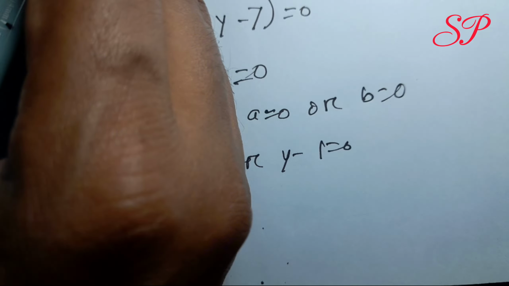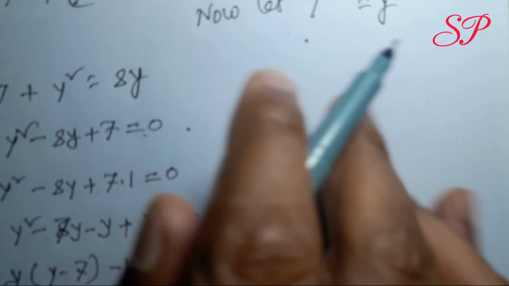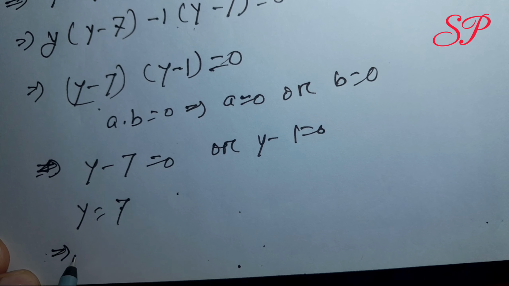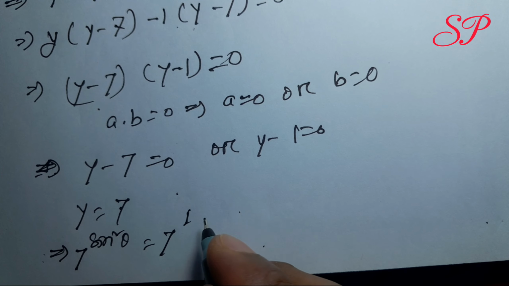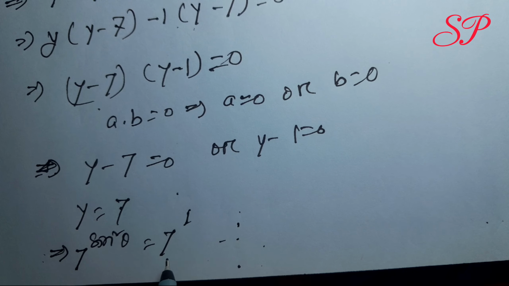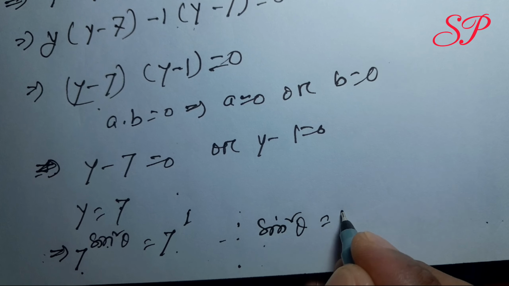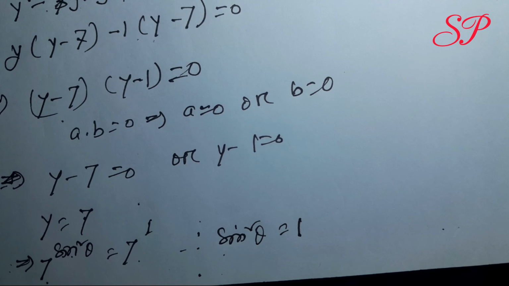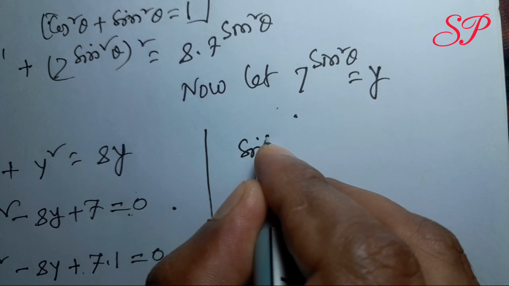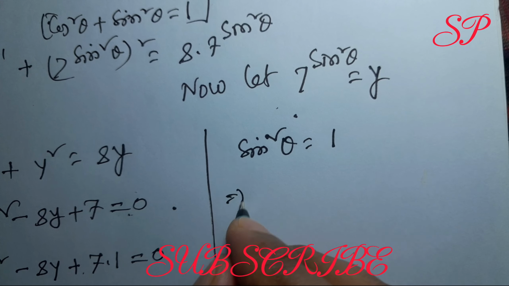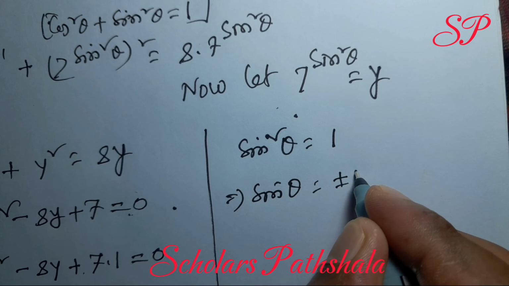We put back the value, where we let 7 to the power sin square theta be equal to y. Now we can write 7 to the power sin square theta is equal to 7. We can write the power as 1. So base and power: when bases are equal, powers are equal. So sin square theta is equal to 1. Now sin square theta is equal to 1 and sin theta is equal to plus or minus 1.